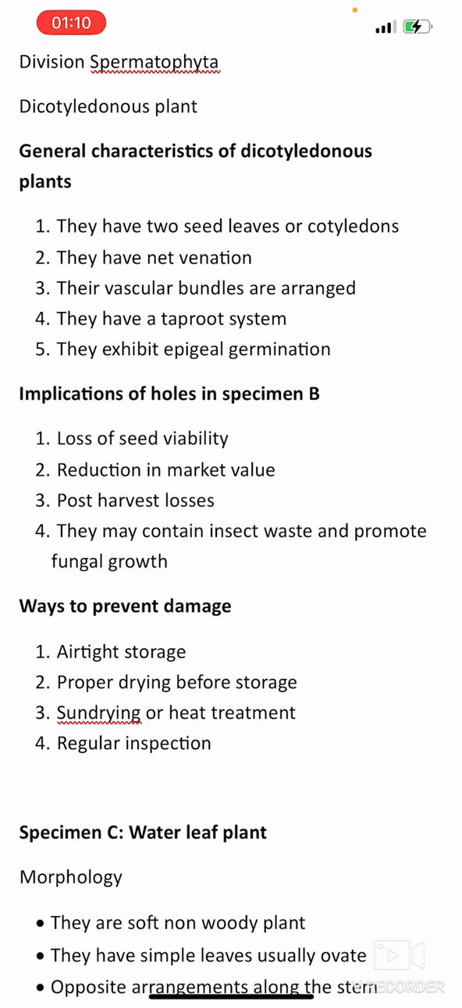Now let's look at ways to prevent these damages. The first one is airtight storage. The second one is proper drying before storage, then sun drying or heat treatment. Then we also have regular inspection. I deliberately did not put the picture of Specimen B there because I'm not sure that they will ask you to draw Specimen B.